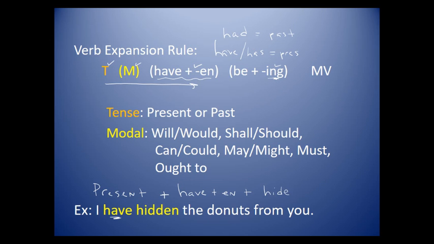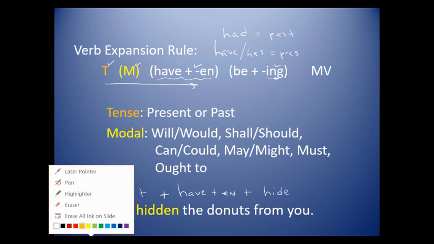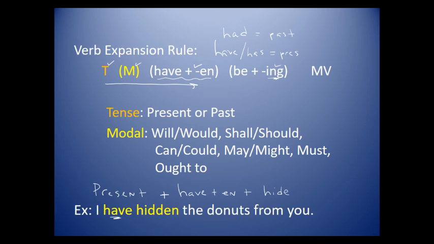There we go. So now what I've created is this mathematical equation: present plus have plus en plus hide should give me have hidden. So let's think about it logically. This is the way the author does it. I might even change colors. Let's get crazy. Let's bring in yellow.